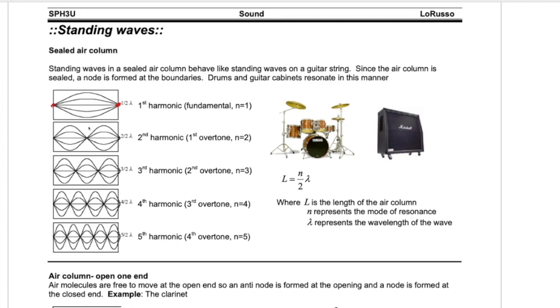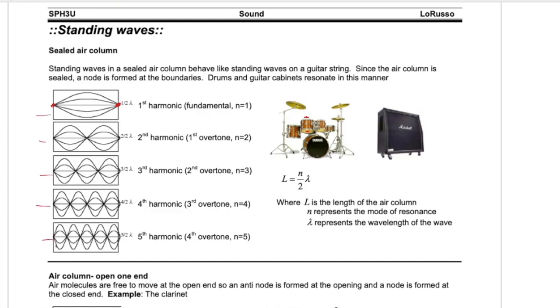So examples of this would be like a sealed drum. So drum kits have both skins at the bottom and skins at the top. So they behave like this type. So they produce a series of harmonics, and that's what gives the actual timbre or the quality of the tone. This is why different instruments sound different. They can play the same note, but the reason why they have a different tonal variety is because of the amount of each of these harmonics that is part of the sound.